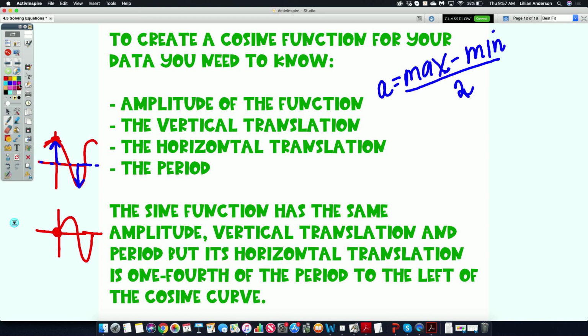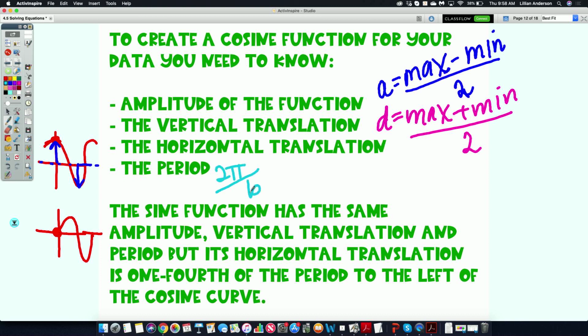Your vertical translation is shifting the graph up or down. Okay? Algebraically, you take your max value, you add that to your minimum value and divide by 2. Very similar to your amplitude, but you don't want to mix up your pluses and your minuses. This is all review. What's the formula to find your period? 2 pi over b. Okay, 2 pi over b.